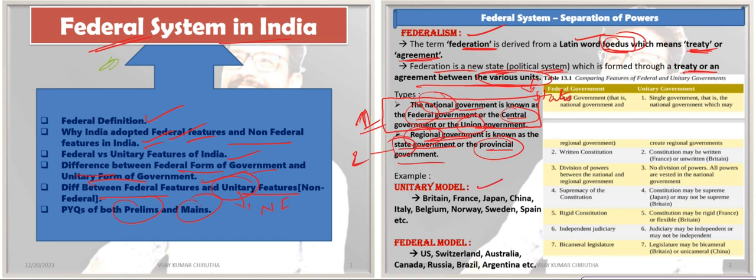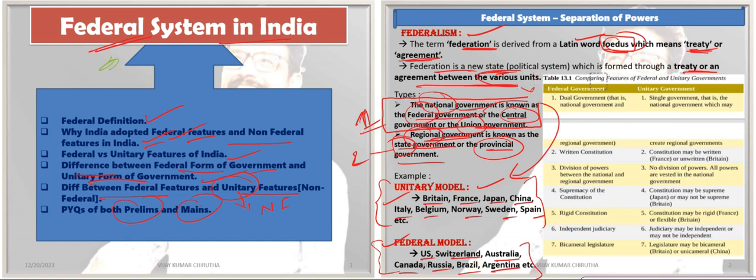For example, for the unitary model: Britain, France, Japan, China, Italy, Belgium, Norway, Sweden, Spain. These are all following the unitary form of government. The federal form of government: US, Switzerland, Australia, Canada, Russia, Brazil, Argentina. These are all the federal mode of government.